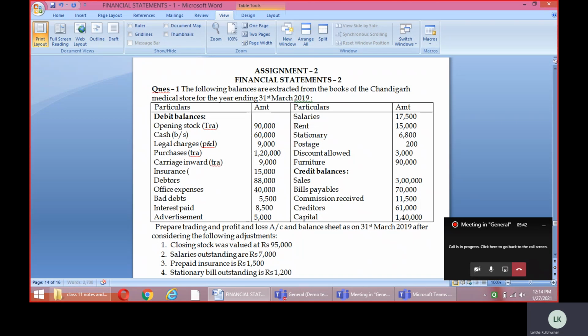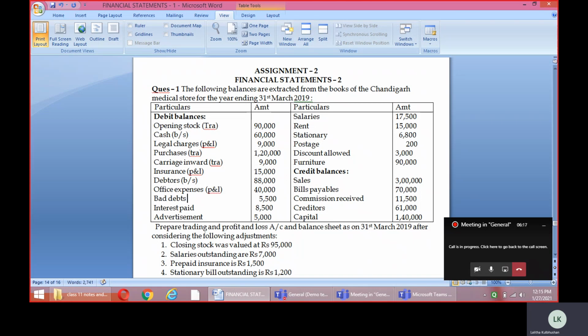Insurance, children, again, is an operating expense, but it's not a direct expense, so therefore the insurance will come in the profit and loss account. Being an expense, it will come on the debit side of the profit and loss account. Debtors, we have already gone through, it's an asset, so its right place is in the balance sheet. Office expenses is an operating expense, so definitely the office expenses will come in the profit and loss account.